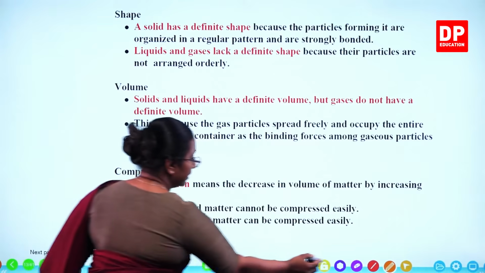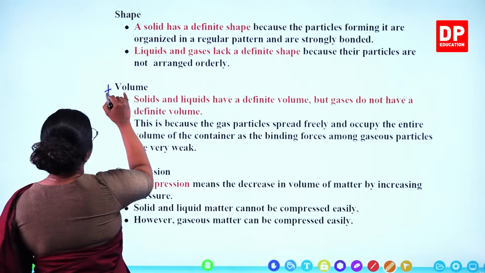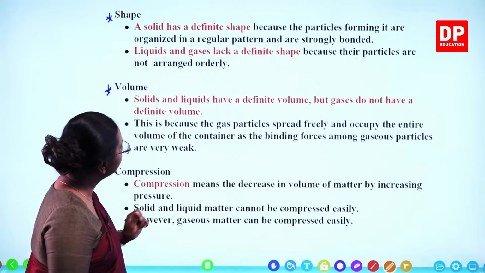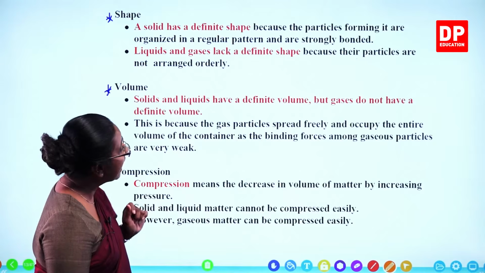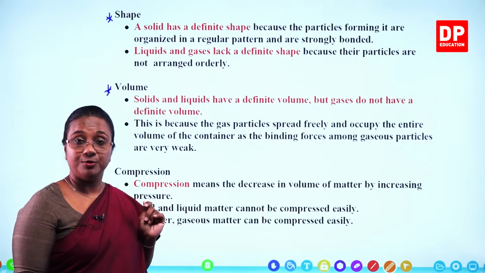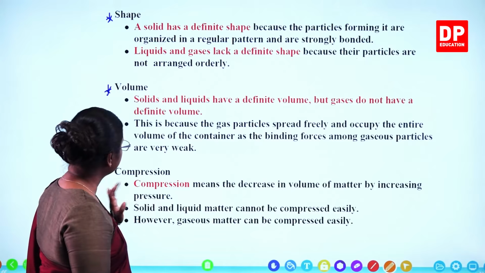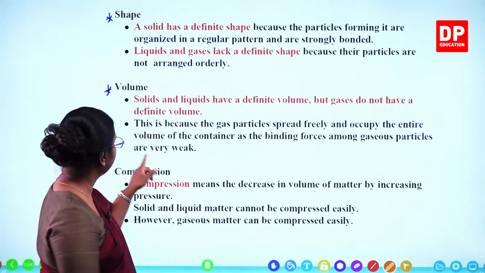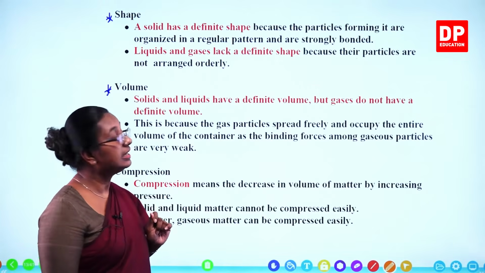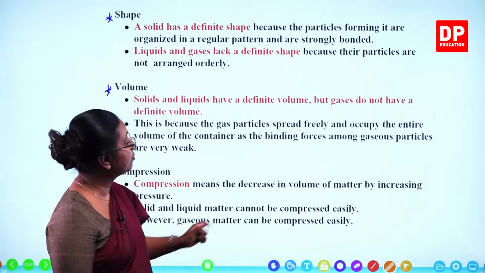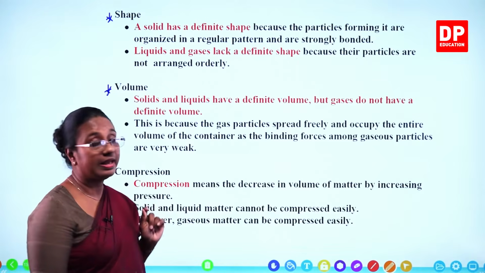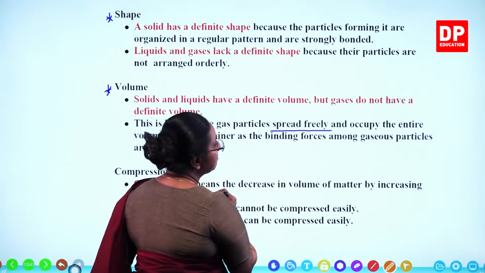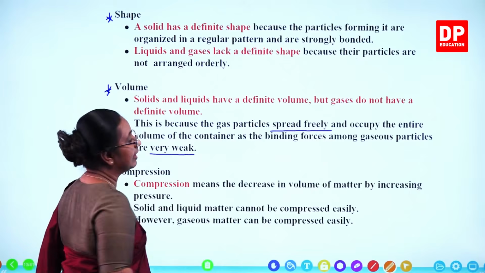Then if we take the volume. Already we looked at the shape, so we look at the volume. Solids and liquids have a definite volume, but gases do not have a definite volume. That also we have discussed. This is because the gas particles spread freely and occupy the entire volume of the container, as the binding forces among gaseous particles are very weak. So here again, two reasons: they can spread freely and the binding forces are very weak.